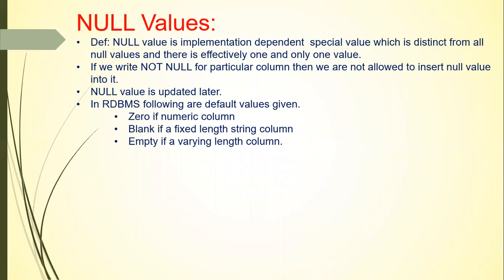Now in a relational database management system, different default values can be given to null: 0 in case of a numeric column. If the particular column is numeric, that is an integer, then we can mention 0 at that point. A blank if it is a fixed length string column; if the column is a char data type, then we represent null as a blank character. Empty if it is a varying length column, so empty can be represented for a varchar data type column. This is the null value.